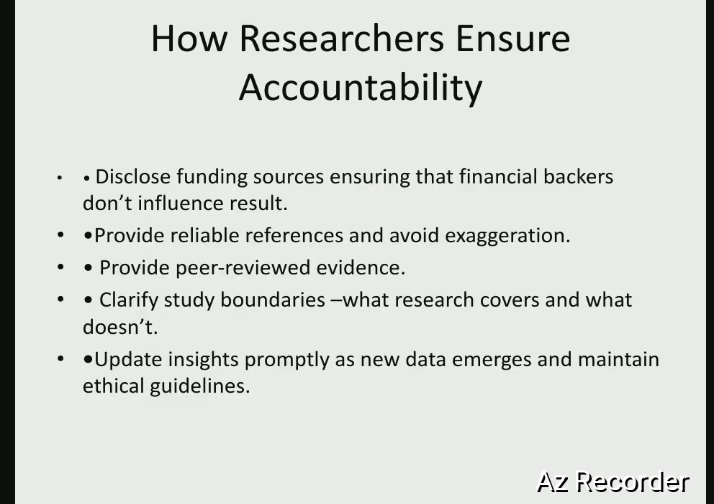Now let's see how researchers can maintain accountability. For this, they have to disclose funding sources, ensuring that financial backers don't influence the results. They need to provide reliable references and avoid exaggeration. They have to provide peer-reviewed evidence also. And they need to clarify their study boundaries, like what their research covers and what it doesn't. And last but not the least, they have to update insights promptly as new data emerges and they have to maintain ethical guidelines strictly.